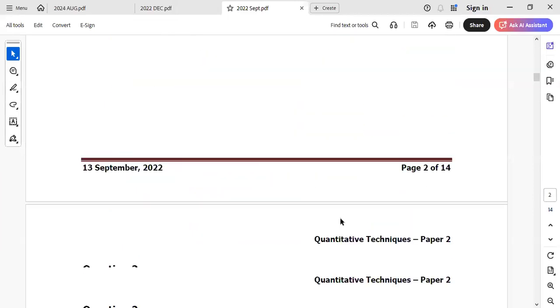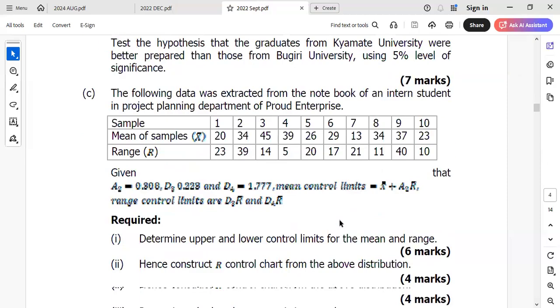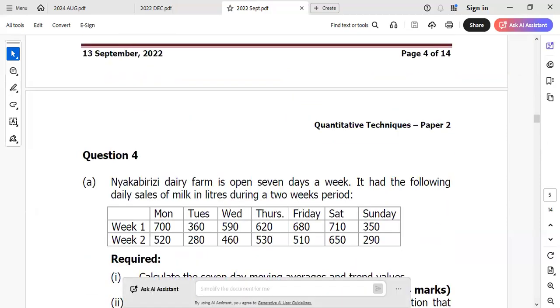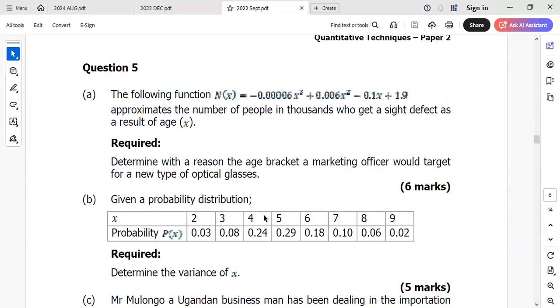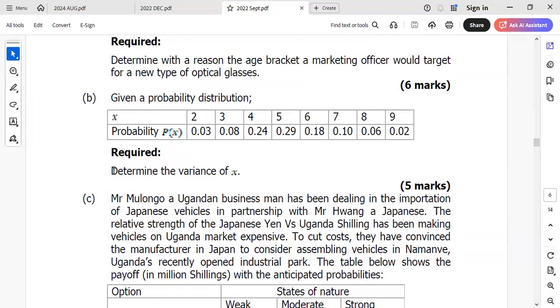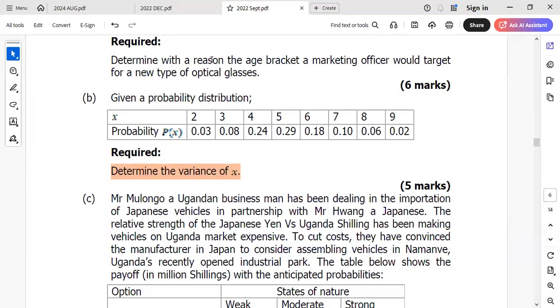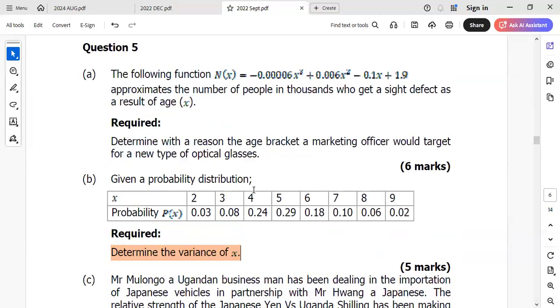So September 2022, question 5. Are you seeing these 5 marks? Can you fail to raise them? These ones are just 3 marks.